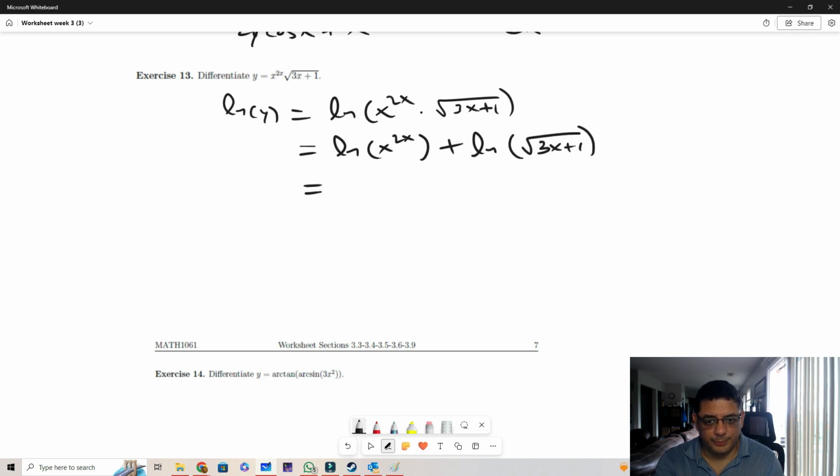And then now we use power properties of the log, and this is this.